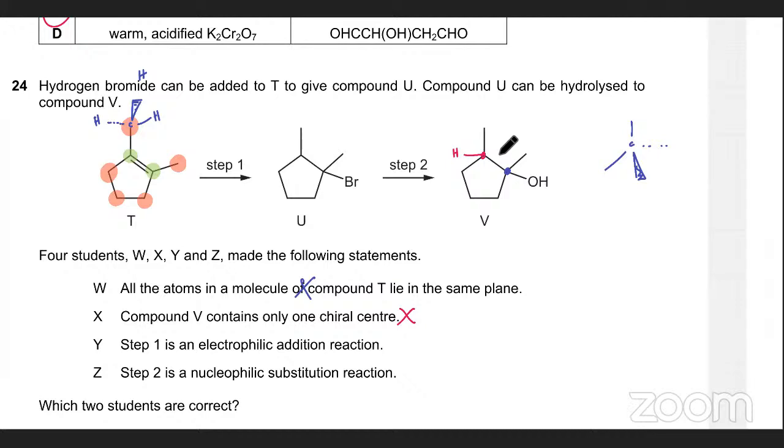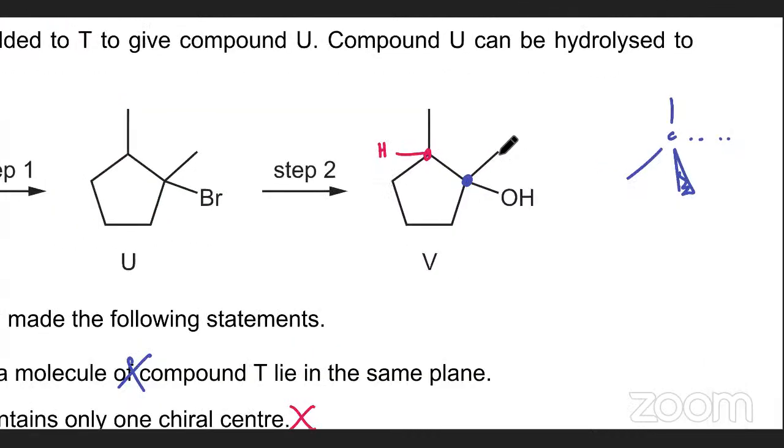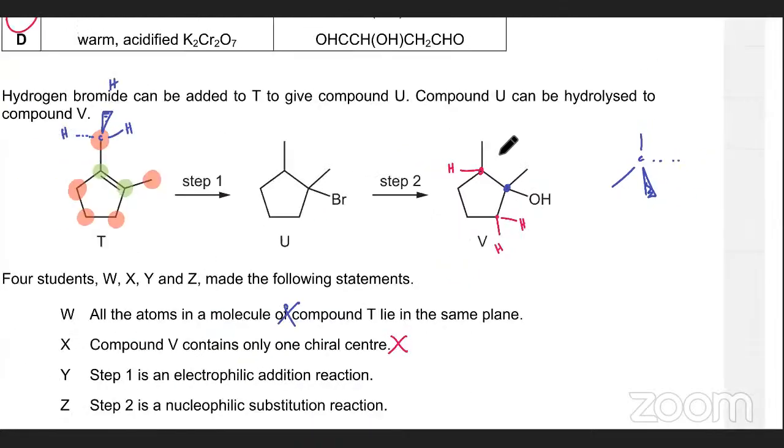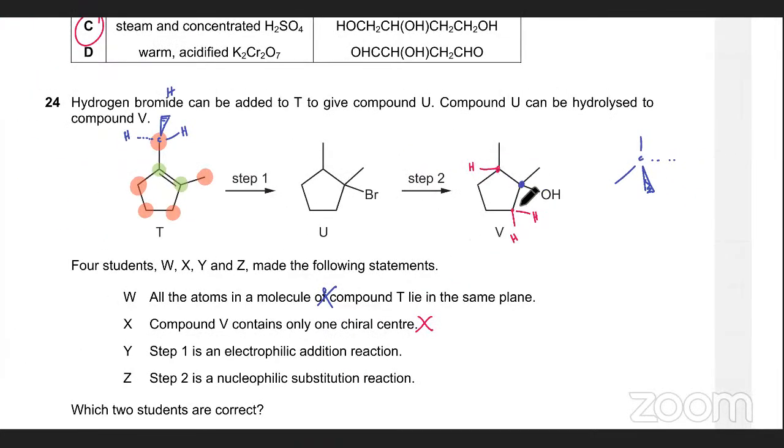Yes, sir. Okay, and these ones will not be chiral because they would be bonded to 2 H. For chirality, you need all four sides to be different. So only two chirals.